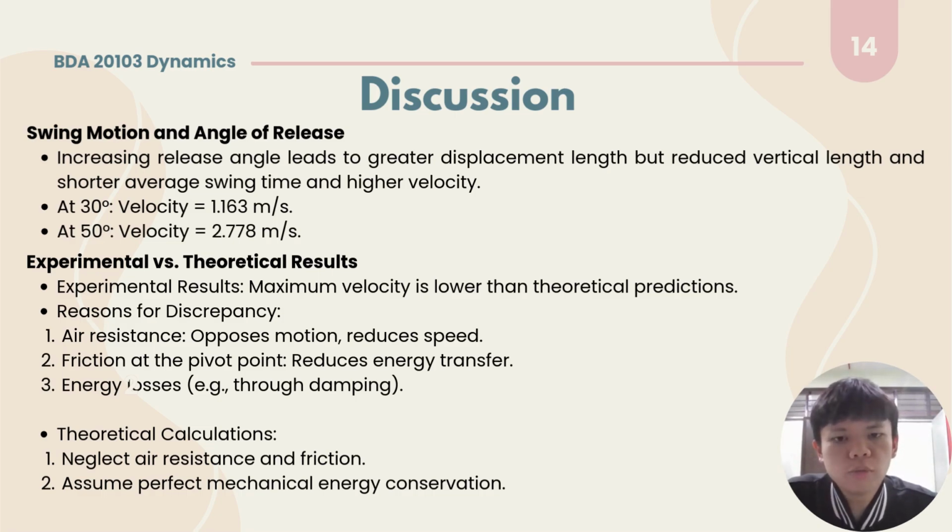So my name is Li Zhixian. Right now I'm going to present our discussion. Let's explore the swing motion and the angle of release. Increasing the release angle leads to a more significant horizontal displacement, but reduces the vertical height, shortens the average swing time, and increases the velocity.